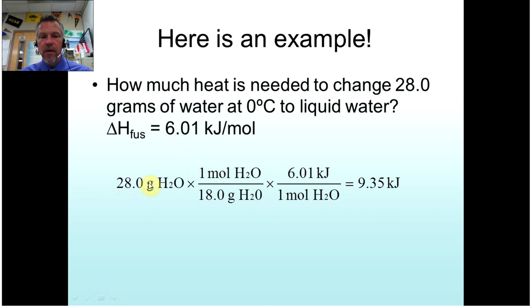We take 28 grams and we convert our grams to moles because you'll notice that the delta H of fusion is given per mole, so we can't use grams. We've got to go to moles. And then we simply multiply by the molar heat of fusion, 6.01 kilojoules per mole, to find 9.35. So in order to take an ice cube at 0 degrees and turn it into a puddle of water at 0 degrees, you have to give it 9.35 kilojoules for that 28 gram sample.